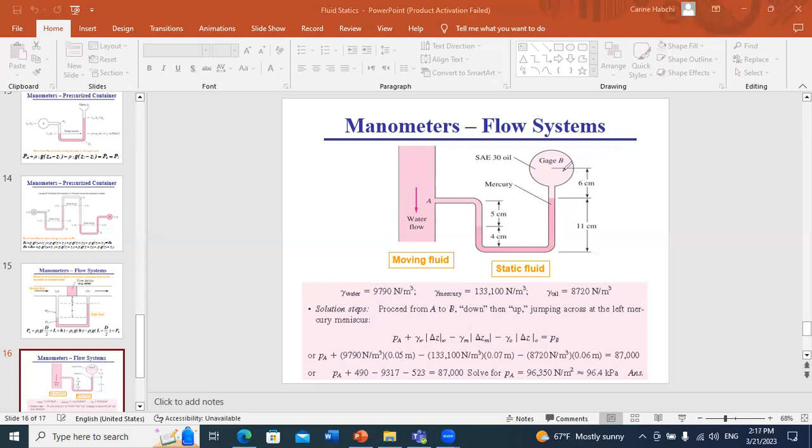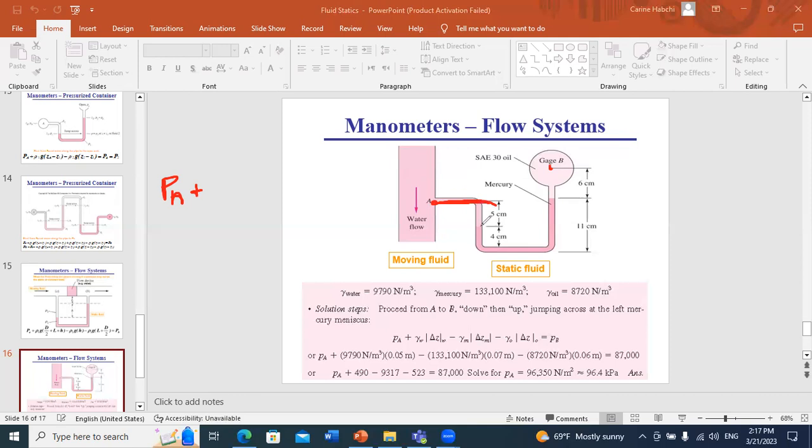As usual, you can start from this point or from this point. It doesn't matter. Both methods will give you the same result. I will do both for you. If you started from A, I have first PA plus. Now, if I move horizontally here, nothing will change because I'm moving in the same fluid, which is water. So I can say that the pressure here is the same.